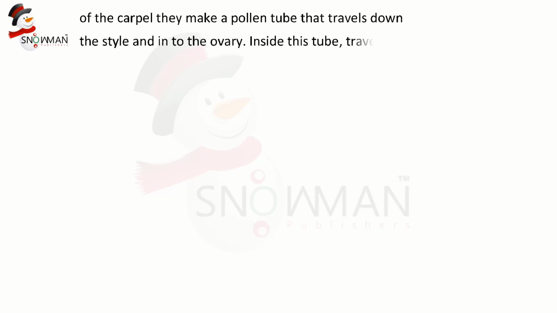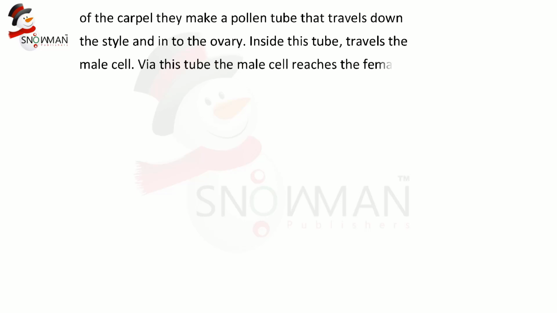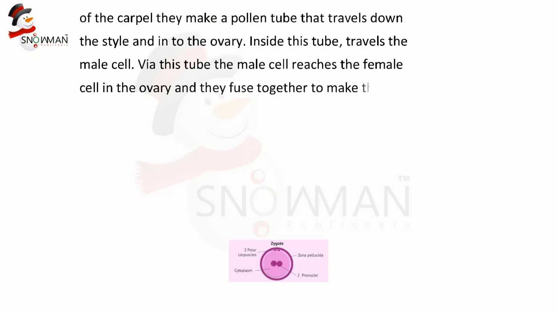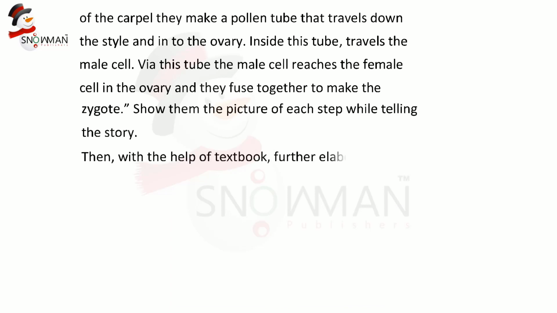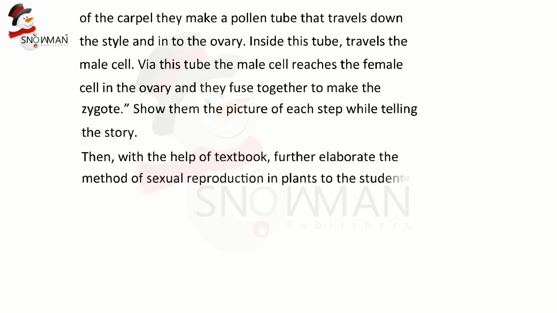Inside this tube travels the male cell. Via this tube, the male cell reaches the female cell in the ovary and they fuse together to make the zygote. Show them the picture of each step while telling the story. Then, with the help of the textbook, further elaborate the method of sexual reproduction in plants to the students.